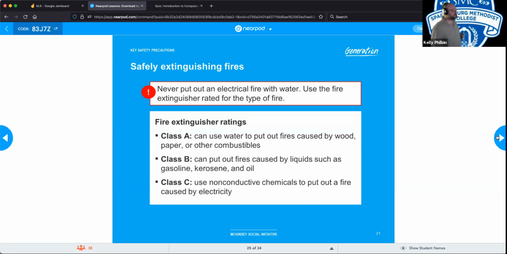So you would need to go up to at least a class B, which puts out fires caused by liquids such as gas, kerosene, and oil. So class B is a step up from class A, for liquid fires: kerosene, gasoline, oil, things like that. And then the one, if you work in an office setting, which is the most important one for our purposes, is the class C, which is a non-conductive chemical used to put out electrical fires.